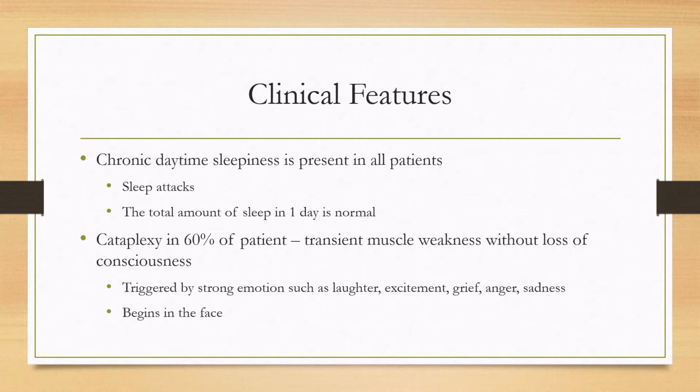Cataplexy happens in about 60% of patients, and this is where you'll have transient muscle weakness without loss of consciousness. This can be triggered by strong emotions such as laughter or excitement or grief or anger or sadness, and it typically begins in the face. You can have just the head drooping, or you can completely fall to the ground, but importantly, there is no loss of consciousness.